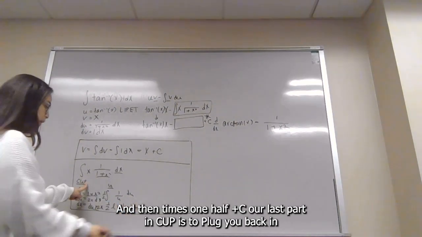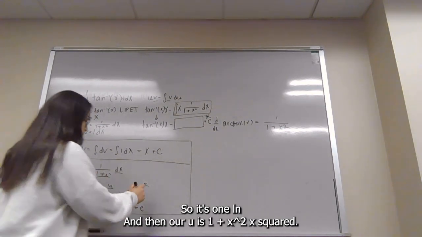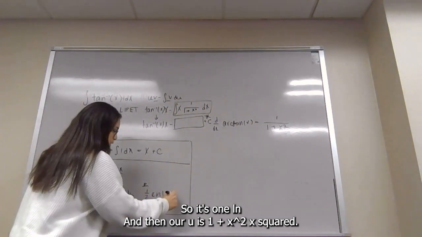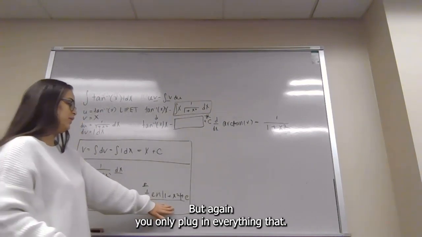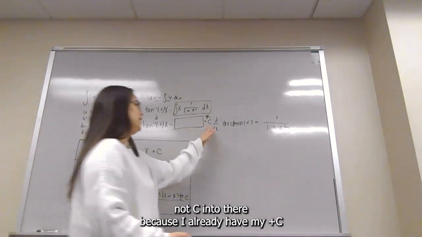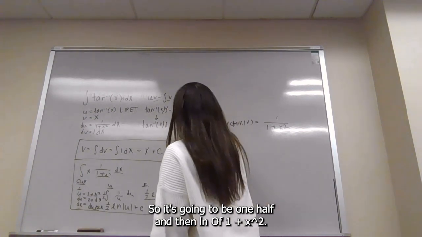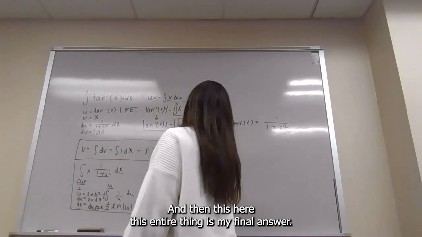Our last step is to plug our u back in, because we need to have this in terms of our original variable x. So it's 1/2 ln, and then our u is 1 plus x squared, and then we have c. This is our answer, but again, we always plug in everything that's not c into there, so then we already have the plus c. So it's going to be 1/2 ln of 1 plus x squared, and this entire thing is my final answer.